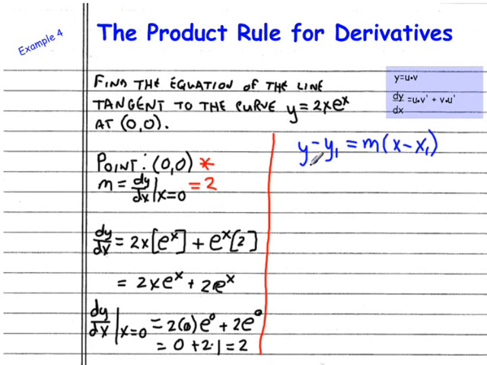So we would simply replace y sub 1 with 0, which is the y value of our point. We'd replace m with 2, which is the slope of our tangent line. And then we would replace x sub 1 with the x value of the point that we know is on this tangent line. And then we would simplify, and we see that, of course, we have y on the left side. And since x minus 0 is just x, we have 2x here on the right side. And of course then, this is the equation of the tangent line in question.